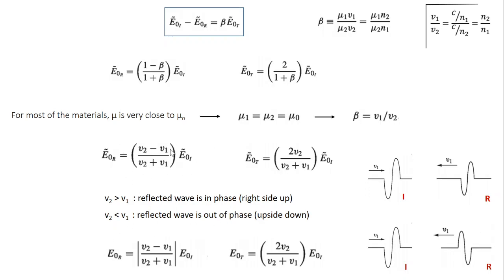This is the relation written for the complex amplitude. So this is true for the real amplitudes as well. So we can write the real amplitude E naught R equal to v2 minus v1 divided by v2 plus v1 into E naught I. Similarly, the real amplitude E naught T equal to 2 v2 divided by v2 plus v1 into E naught I.